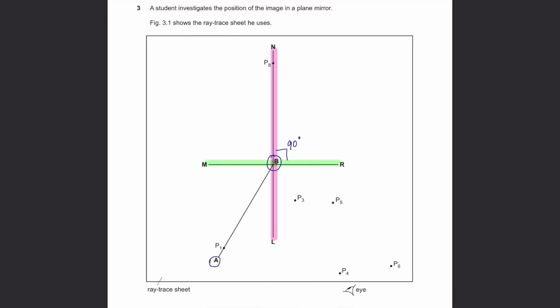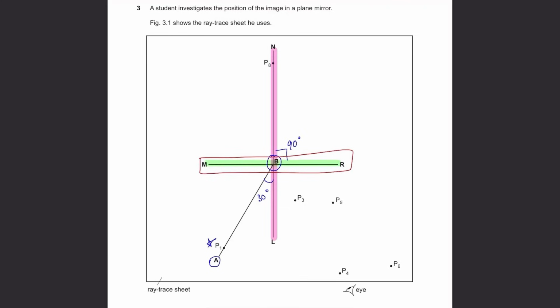Angle of incidence to the normal, so this angle is 30 degrees. He places a pin P1 on line AB as shown in figure 3.1. He places another pin P2 on the line AB. Pin P2 is not shown in this diagram. He places the reflecting face of the mirror vertically on the line MR. So imagine that there's a mirror here on top of this line MR.